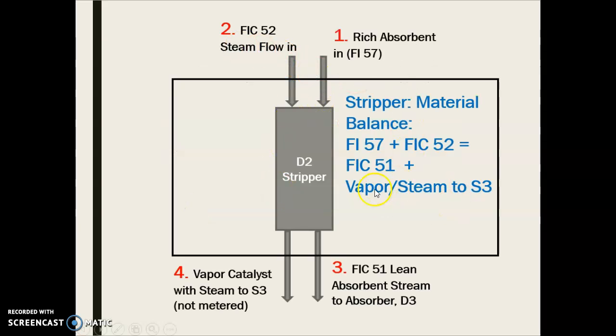Let's look at the stripper balance. Now the stream coming in is the rich absorbent. We want to take out the vapor catalyst in here. And then the steam comes in at the bottom. So what comes out the top then would be the FIC lean absorbent, out the stream to the absorber D3 back around. The vapor catalyst with the steam to S3 is not metered, and that is what's going to S3.